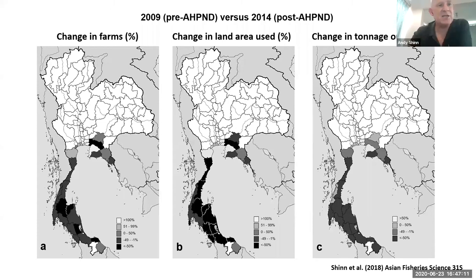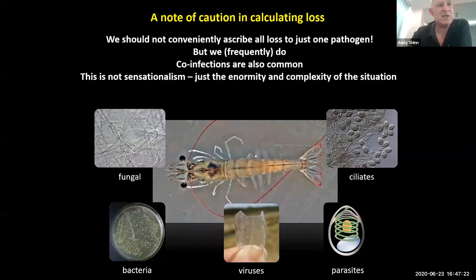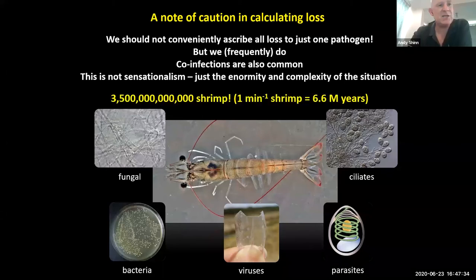Of course, when we do our calculations, sometimes we just have to very conveniently lump diseases together. It's not because we're trying to be sensationalist, it's just when you start thinking about the number of animals involved. If we take, for example, the number of shrimp that we lose in the shrimp industry each year, it's around 3.5 billion shrimp. And if we spent just 1 minute trying to diagnose the precise cause of loss in each of those shrimp, then it would take us 6.6 million years. So it just shows you the enormity of some of the challenges that we are facing.